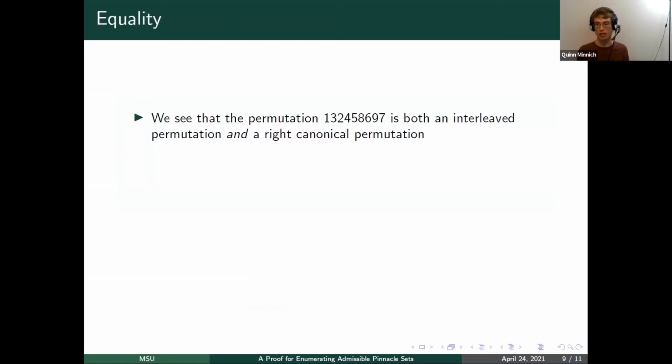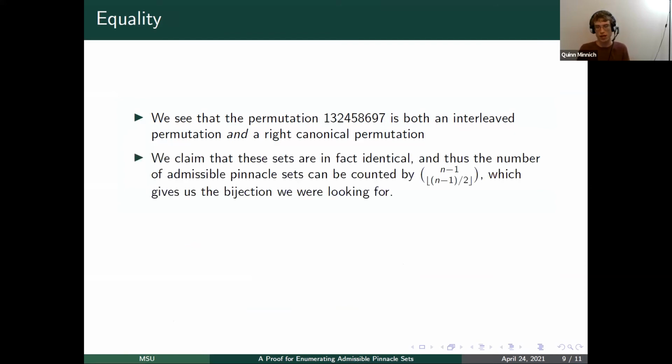So notice that in both the examples I did, we ended up with a permutation 1, 3, 2, 4, 5, 8, 6, 9, 7. So that permutation is both interleaved and right canonical. And in fact, we claim this always happens. Every interleaved permutation will turn out to be right canonical. It will be generated by some pinnacle set.